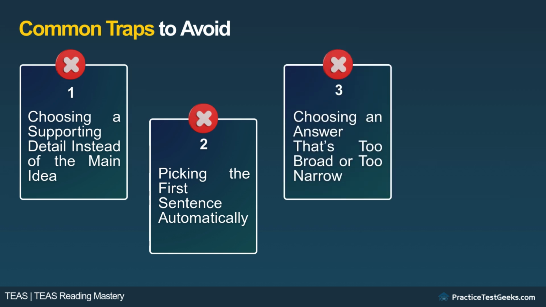Trap number 3. Choosing an answer that's too broad or too narrow. An answer that sounds like it could apply to almost anything is probably too broad, and if it only covers a small part of the passage, it's too narrow. The main idea should reflect the full scope of the paragraph or passage, not just one section.